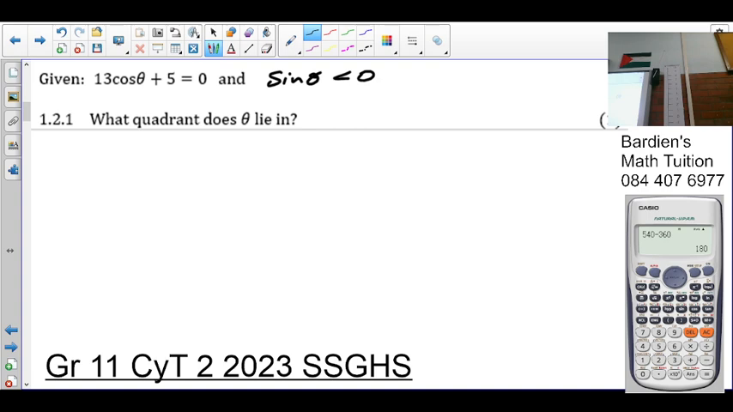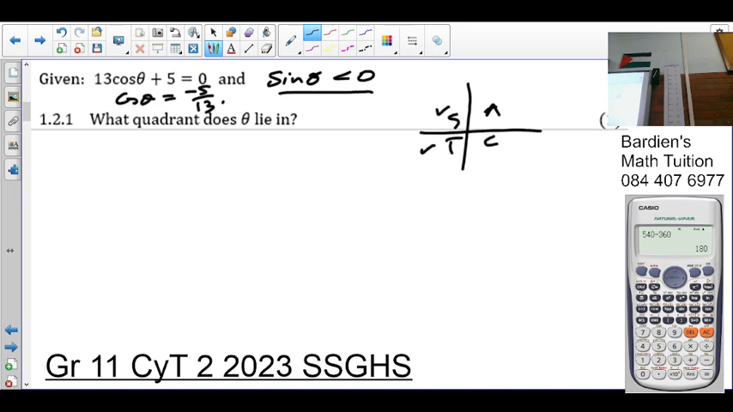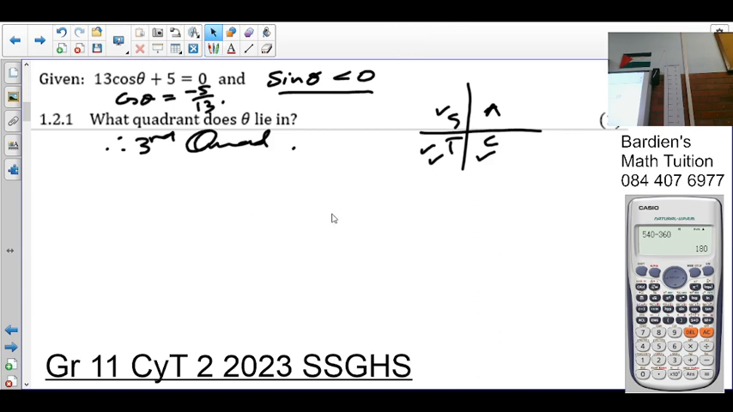Okay, so we need to make cos the subject of the formula first. So cos theta is negative 5 over 13. So this tells us, in which quadrant is cos negative? In the CAST diagram, it is negative in quadrants 2 and 3. Sine is negative in quadrants 3 and 4. So therefore it has to be in the third quadrant.